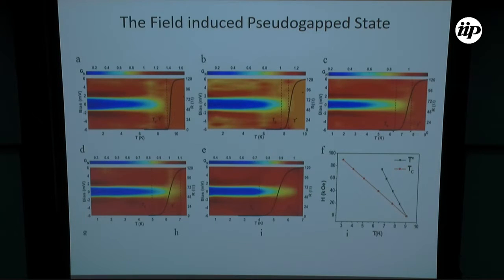Now, if that is the case, then you can see that in the presence of field, the superconducting state becomes very much like a strongly disordered state.